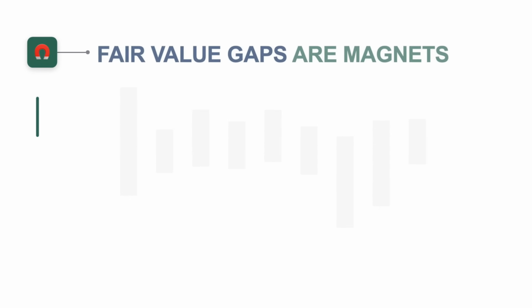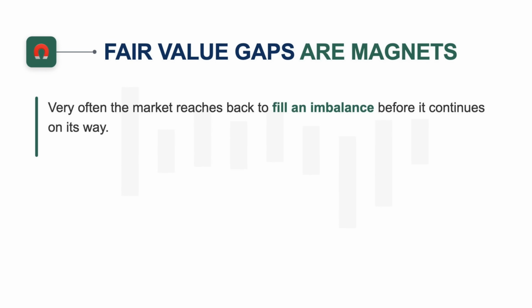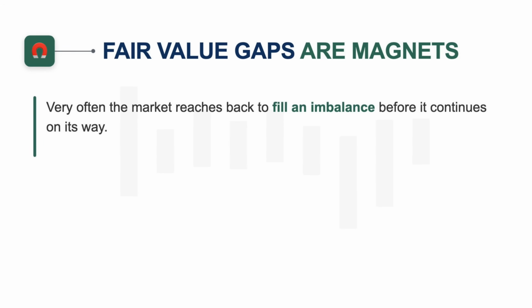The second trap is an unmitigated fair value gap. Marking fair value gaps should be one of the first things you do on any chart.